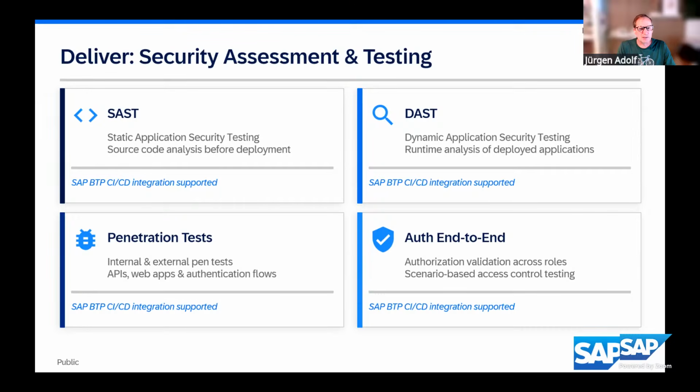And then finally, we have the authorization end-to-end testing, which validates that role-based access controls work correctly. So this means testing every user scenario against every permission, not just the happy path, but also some paths which are usually not done. So all 4 types can be integrated in the CI/CD pipeline, as I showed before. Yeah, and that's a good part of doing it.